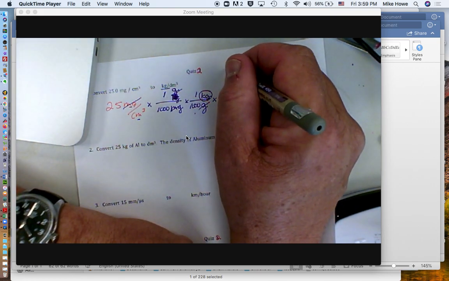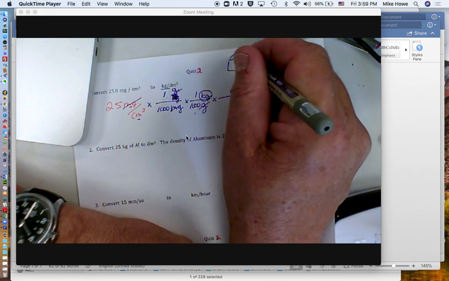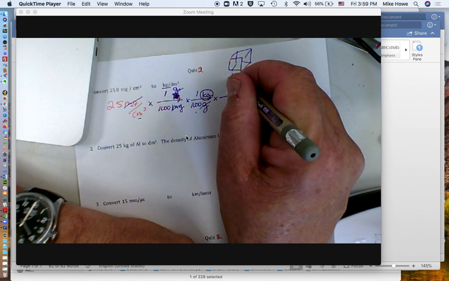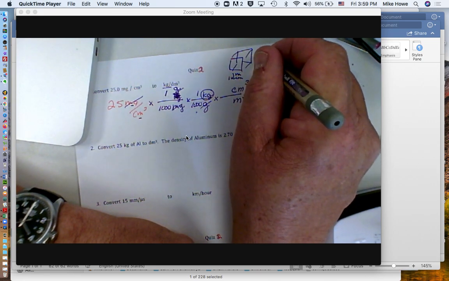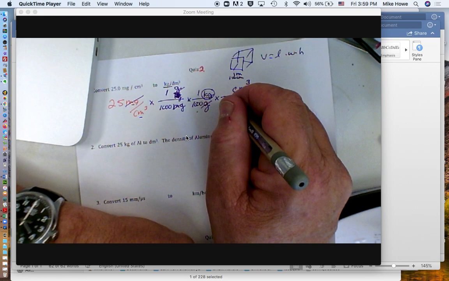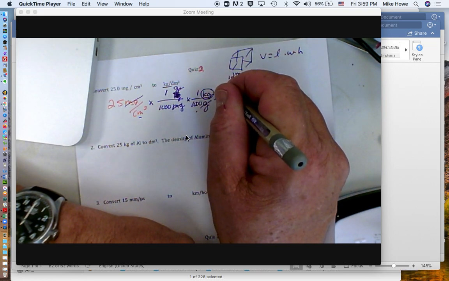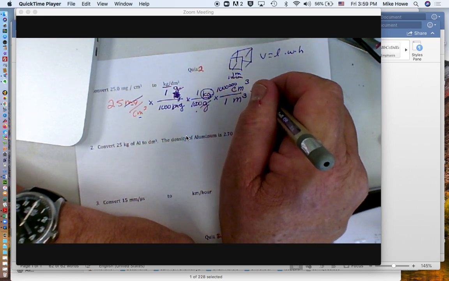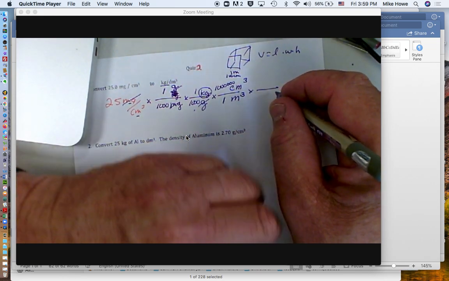However, in this case, it's a cubic thing. It's a cubic meter, like that. So if this is 1 meter, then it's 100 centimeters on the side, and the volume is equal to the length times the width times the height. So it's 100 times 100 times 100. So 1 cubic meter is 1,000,000 cubic centimeters. 100 times 100 times 100. Then we can put cubic centimeters on the bottom.